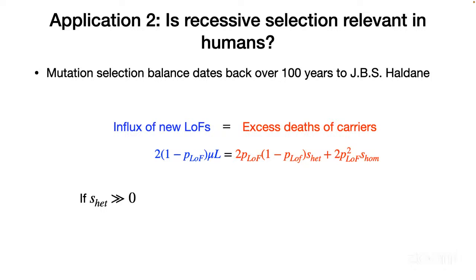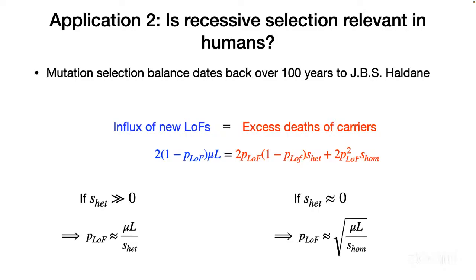Okay, if S het is bigger than 0, or quite a bit bigger than 0, you can ignore this term, and you end up with this formula for mutation selection balance: the equilibrium frequency should be the mutation rate divided by the selection coefficient. And if S het is essentially 0, you can ignore this term, and then you end up with the frequency being about the square root of this.